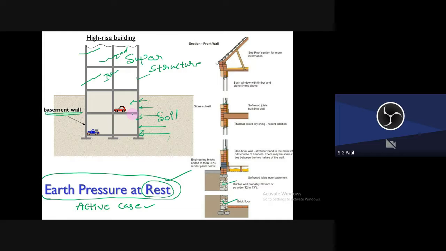Understood now the difference between active and passive conditions? I think your next class is scheduled. Okay, I will stop it here.